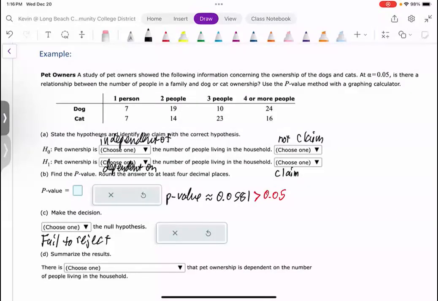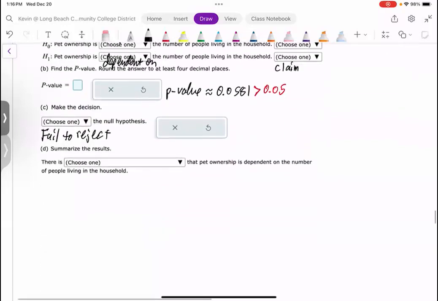And so our summary is that there is not enough evidence to support the claim that pet ownership is dependent on the number of people living in that household. And that is test for independence.